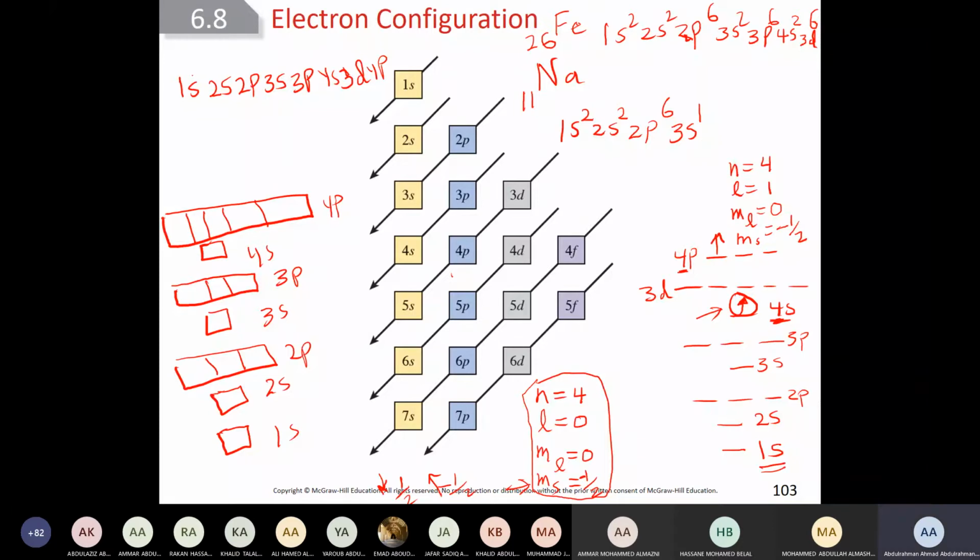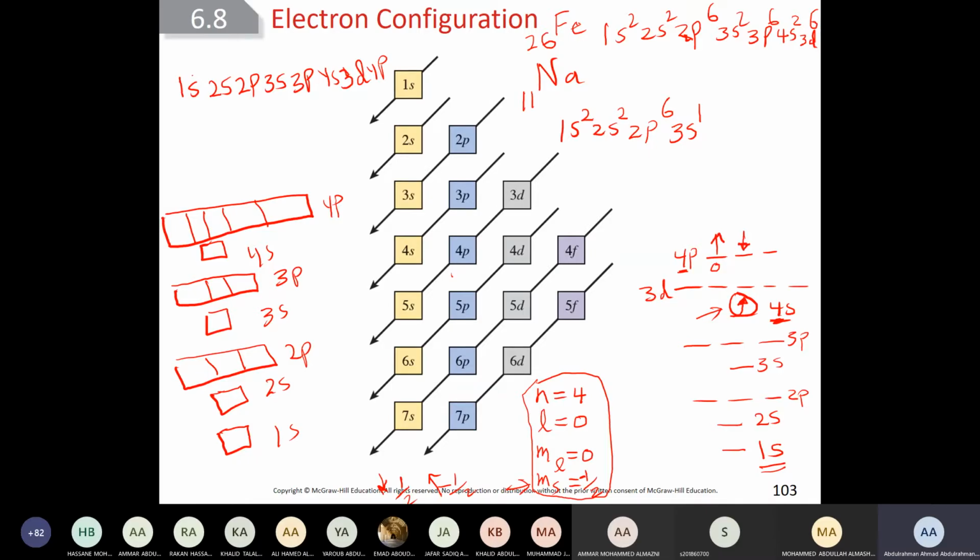Doctor, how can I know if it is up or down? You decide. As I said, it doesn't matter. I decide if it's positive up or negative down, but how do I know if it's up or down? As I said, you don't know. Now I will show it to you. For example, let's say we decided that the value for ml for this one is 0, right? Good.